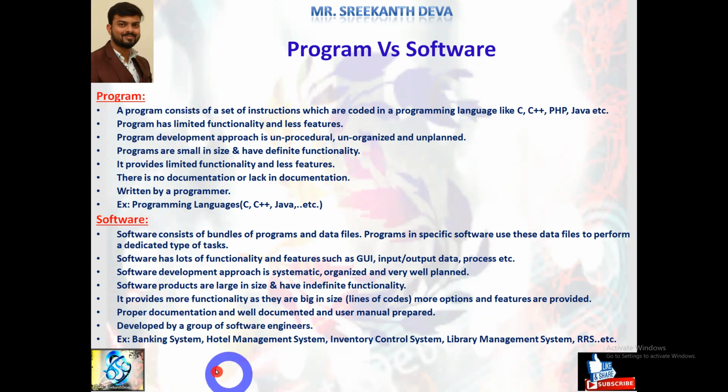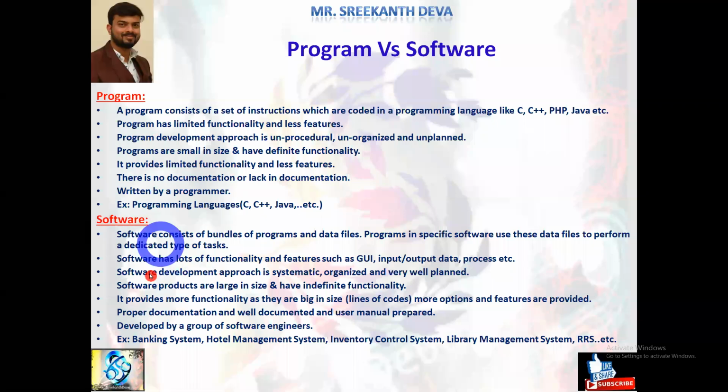But coming to software products, in real time we are using the RRS, railway reservation system. That is user friendly and every user can easily reserve tickets in the railways, and cancel tickets. It is developed with the help of software. That is called a software product. Railway reservation system product, library management system product, inventory control system project, hotel management system project, banking system project. These are all several real-time example projects of a software product. These are the major differences between a program and software.